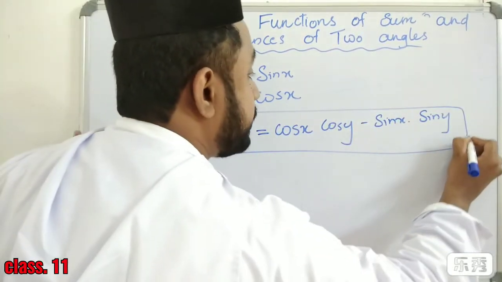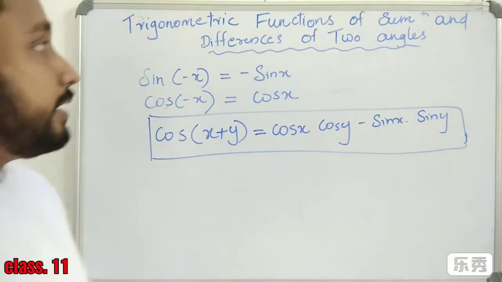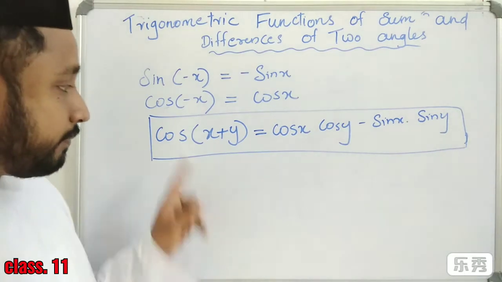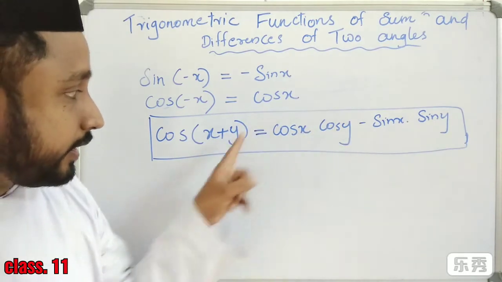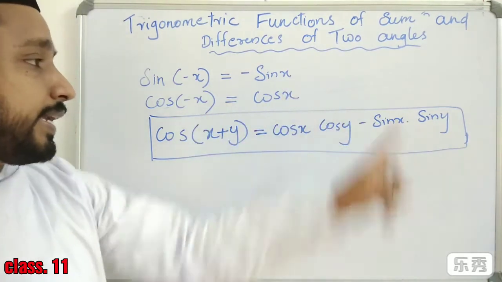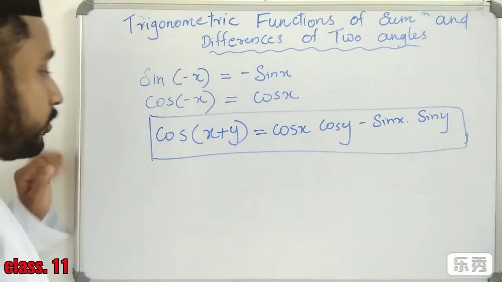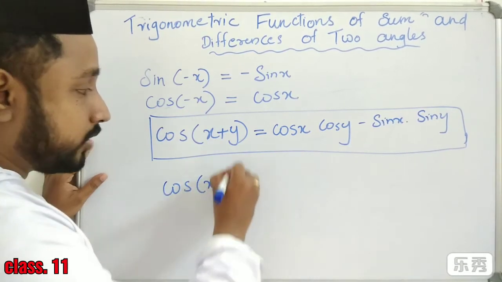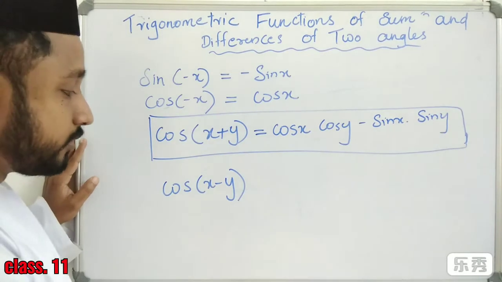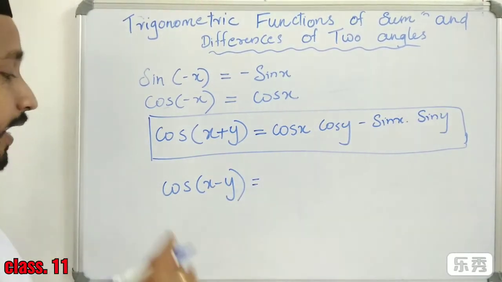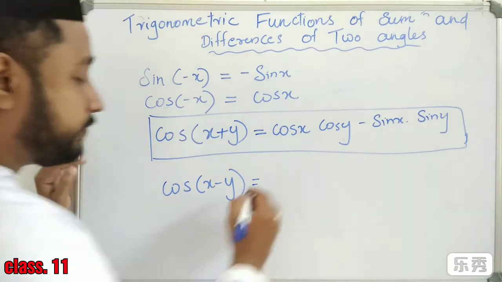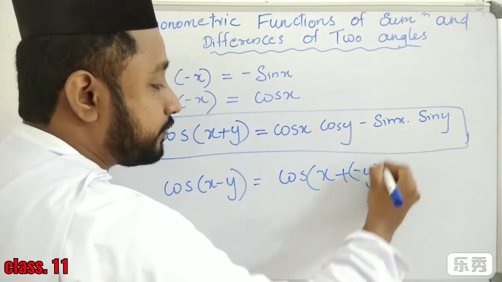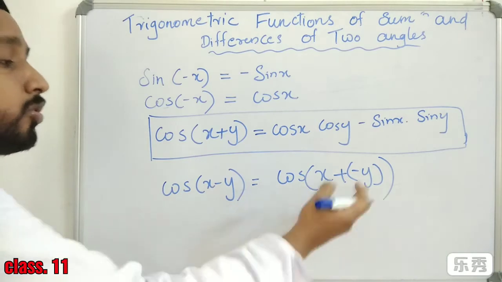From cos of x plus y, we are going to derive other formulas for functions of the sum and difference of two angles. So cos of x plus y means cos x cos y, here plus, so here minus, then sin x sin y. What about cos of x minus y? From this we can easily find cos of x minus y. Using the same result, I am going to change cos of x minus y into cos of x plus minus y.